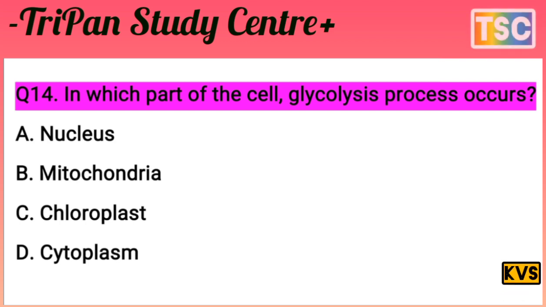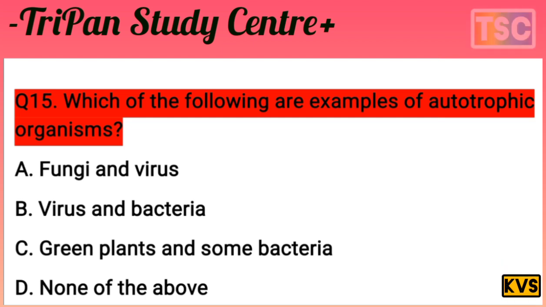Let's see the next question on your screen. Which of the following are examples of autotrophic organisms? A. Fungi and virus, B. Virus and bacteria, C. Green plants and some bacteria, D. None of the above. The question is very interesting but important.